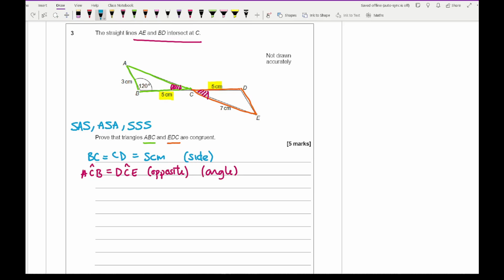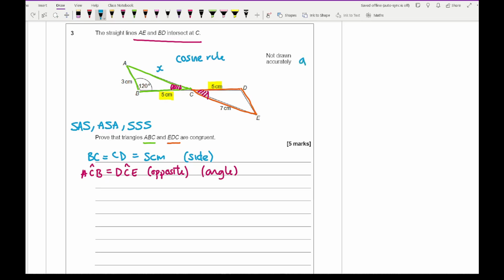Now the next thing that's left for me to do is to either prove another side or another angle is the same. Now if I take a closer look at triangle ABC, I can see that I've got 2 sides and an angle. So what I can then do is use the cosine rule to find what that third missing side is, which is AC.